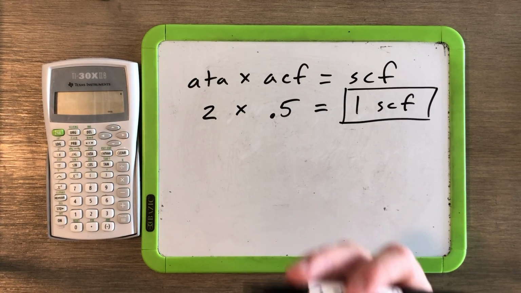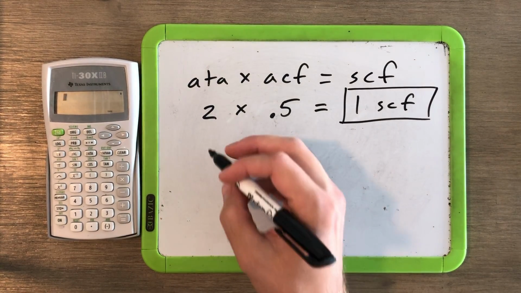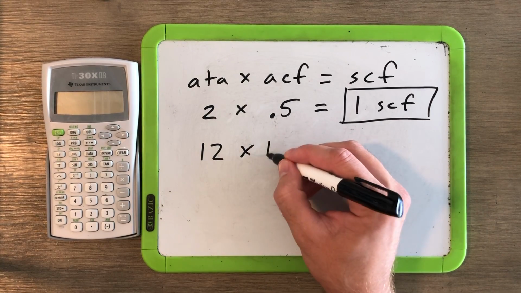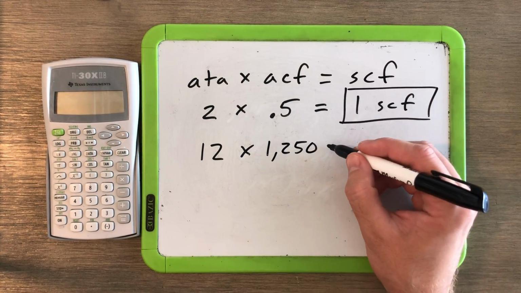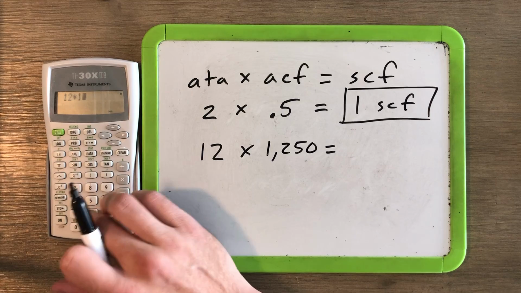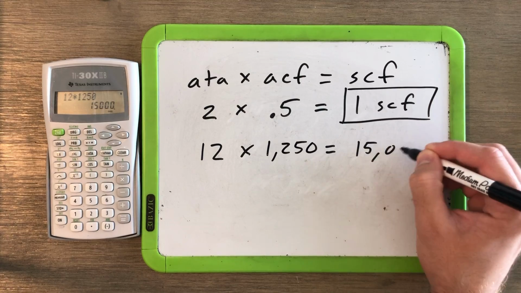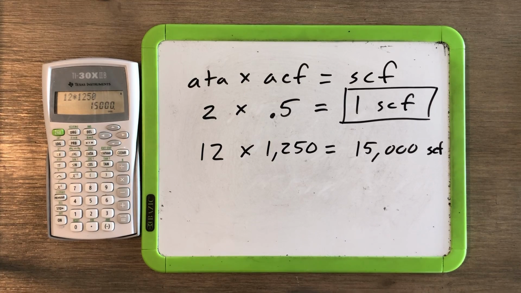All right, I know I've used really simple numbers with this, trying to add a little bit of intuition to it, but you can do all kinds of numbers with this. You know, we could do 12 ATAs times 1250 or whatever you want to call it, ACF, and it's going to be the same thing. So 12 times 1250 is equal to, looks like 15,000. And just one thing to remember for both of these is that whenever you're doing this, you're going to be carrying the decimal 2 places.